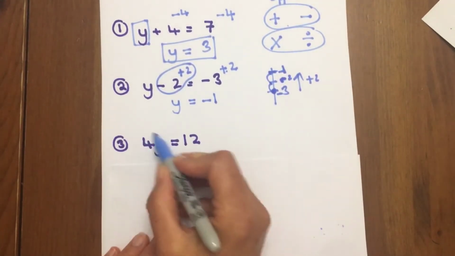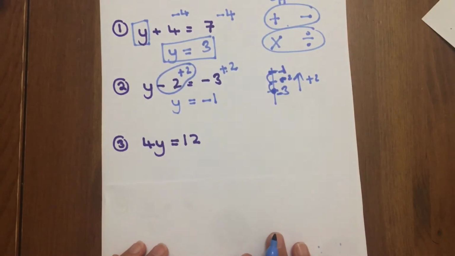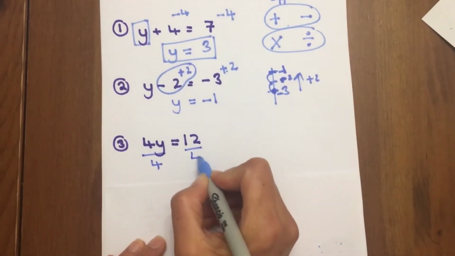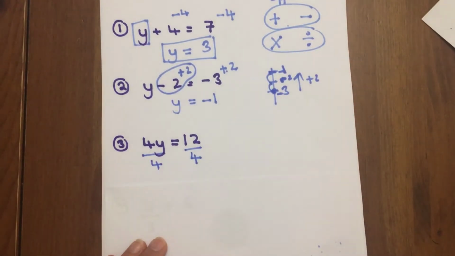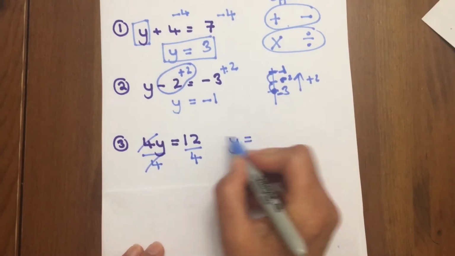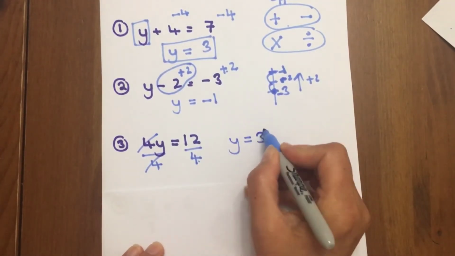This means here 4 times y. What's the opposite of timesing by 4? Is to divide by 4. These will cancel out. So y equals 12 divided by 4 is 3.